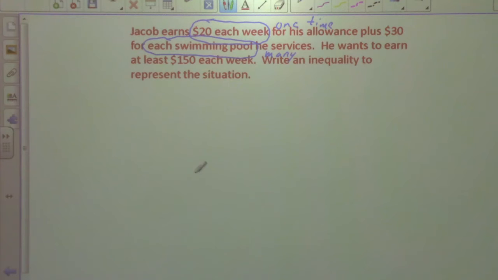So what is going to be our inequality for this? 20x, you say? Plus 30y is greater than or equal to 150. Okay, well, what do you think about that?